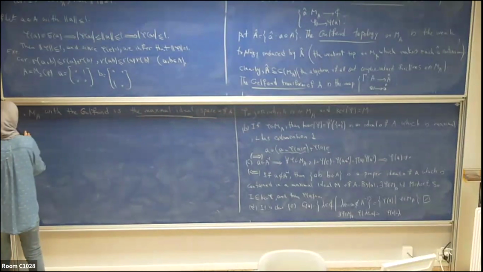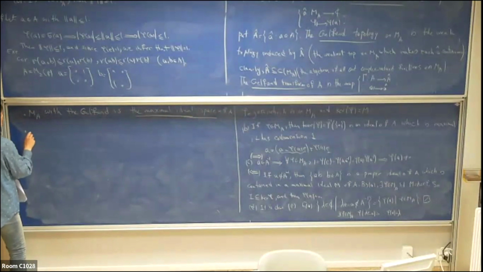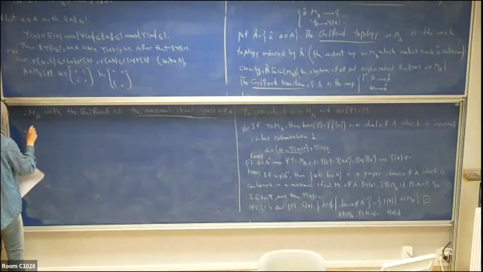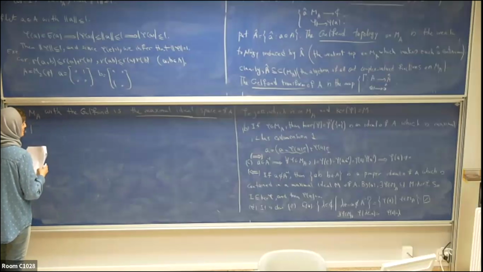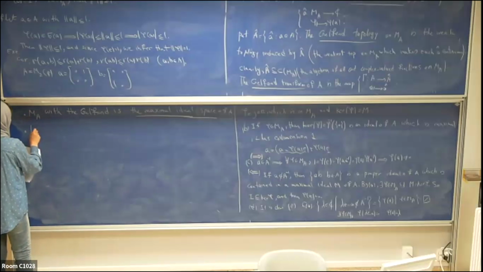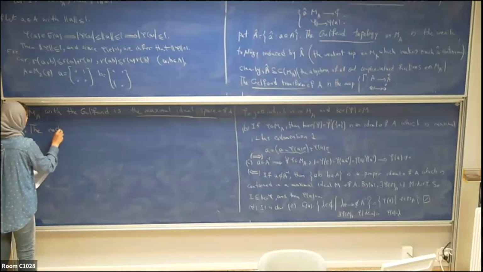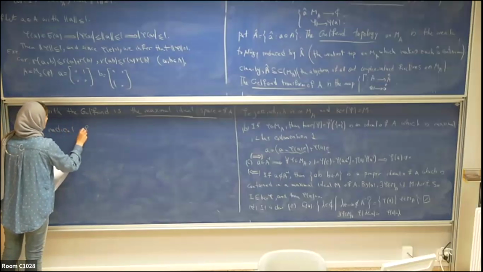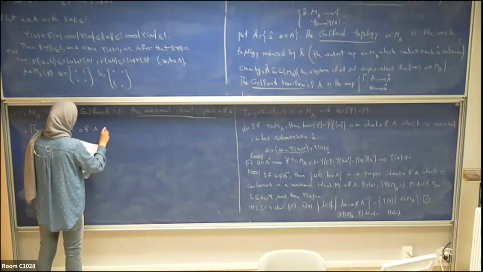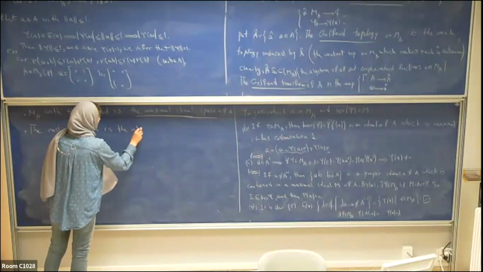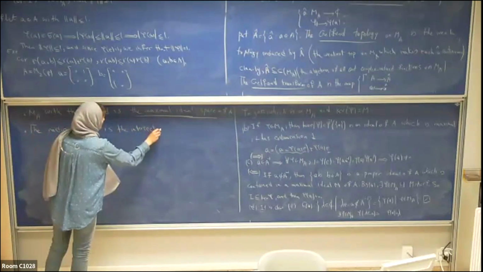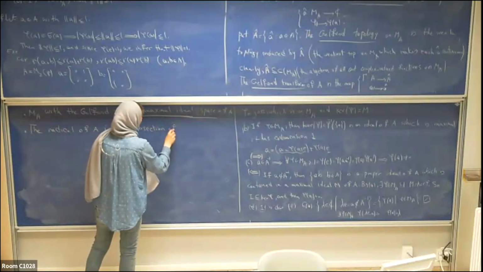And the final definition, this is an algebraic definition: the radical of A. I think you've seen it before. The radical of A is the intersection of all maximal ideals of A.